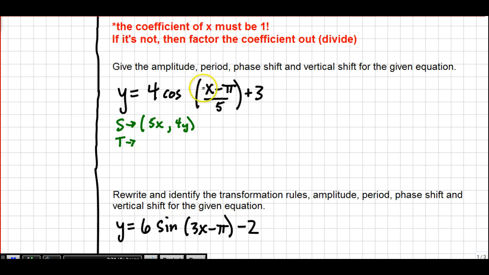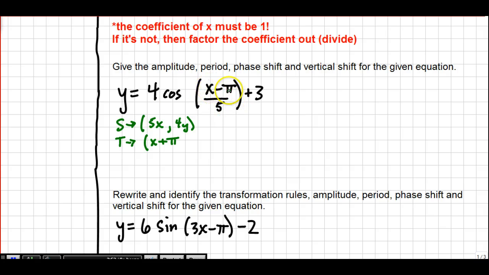For the translation, we want to look at what we're adding and subtracting. The x is currently being subtracted by a pi. So in the rule, we want to be adding a pi. Notice that we don't need to worry about the 5 because that was what we were dealing with back here with the scale change. So the scale change has already removed the 5 out of our situation.